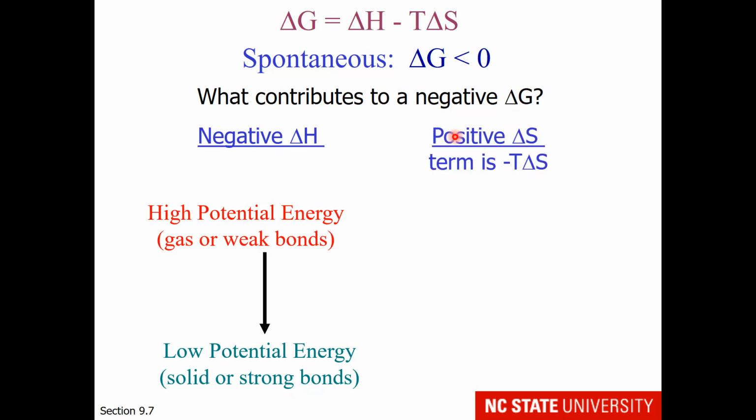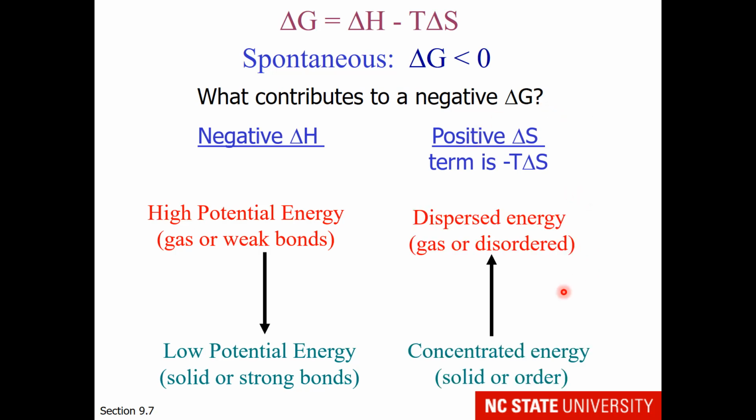We also would need a positive entropy change. The entire term here is minus T delta S. Temperature is in Kelvin. That is never a negative value. So in order to keep this entire term negative, entropy change must be positive. This means that reactions which go from concentrated energy, like solid or ordered systems, to dispersed energies, such as gas or disordered systems, are preferred by Mother Nature.